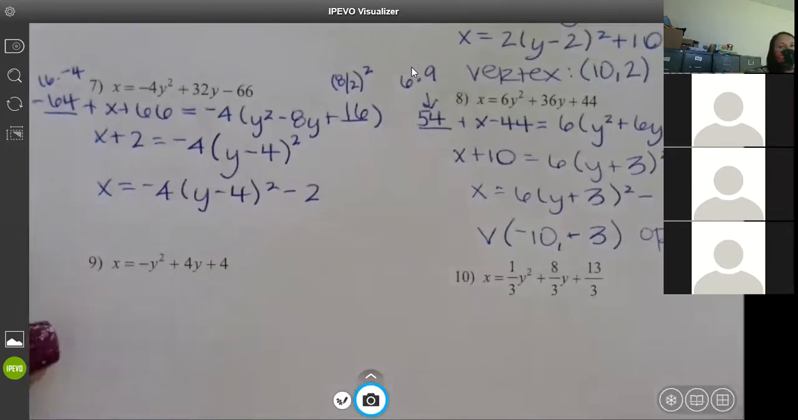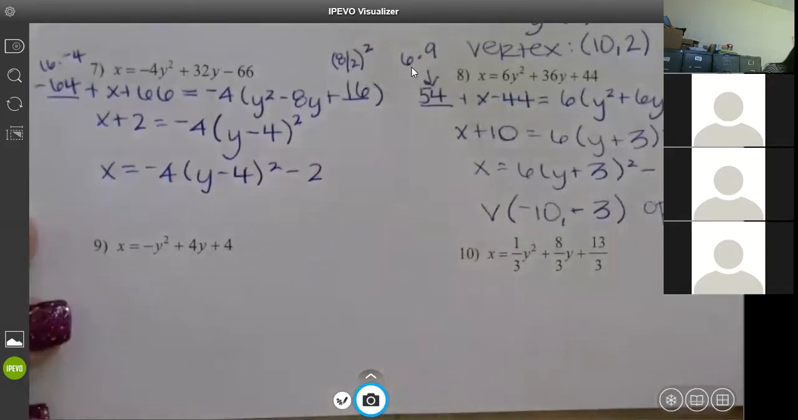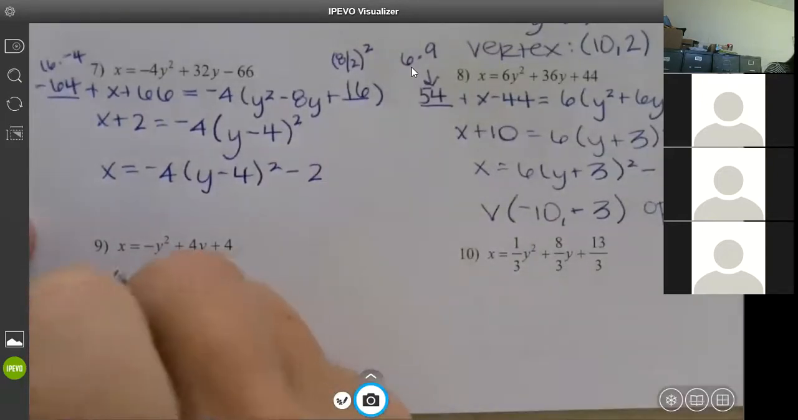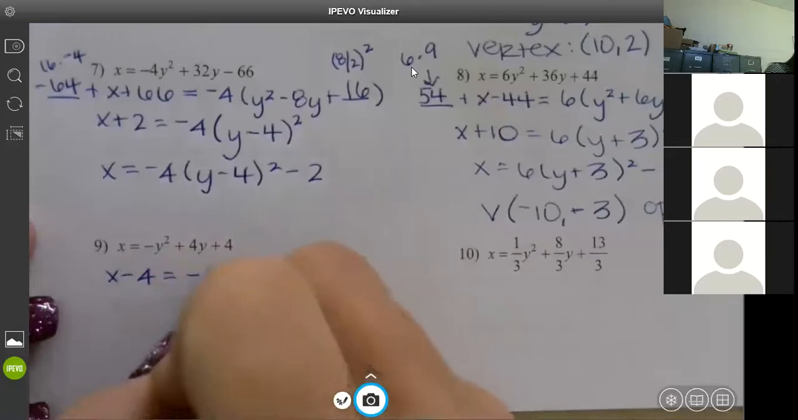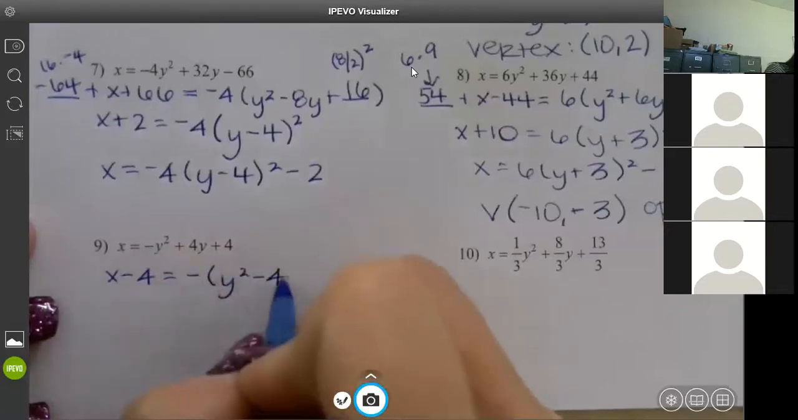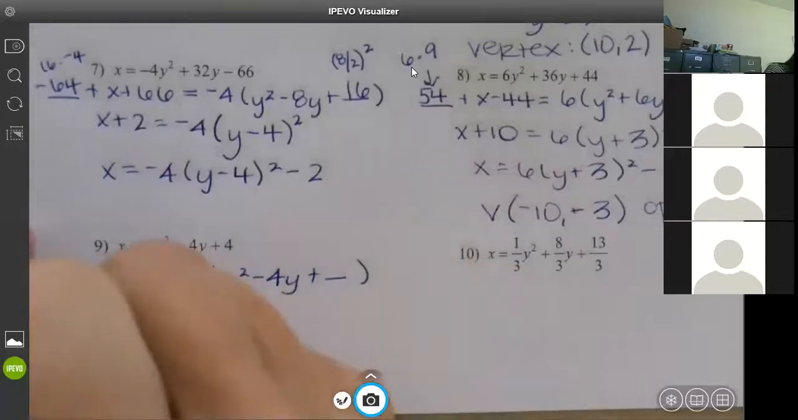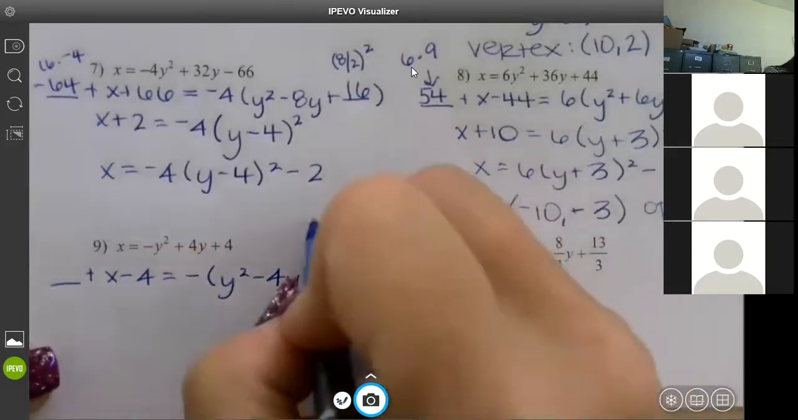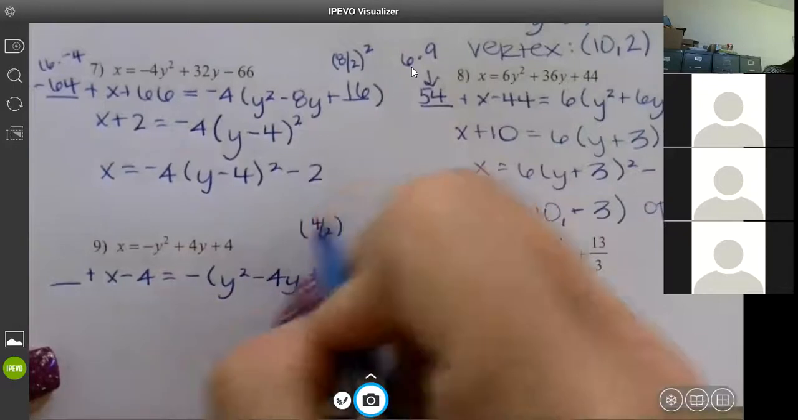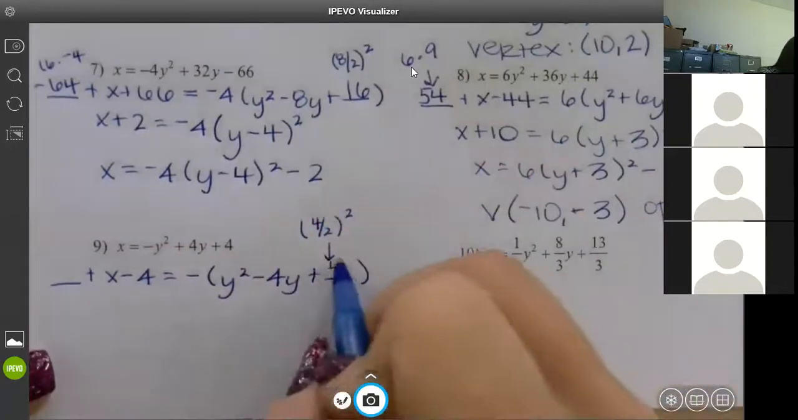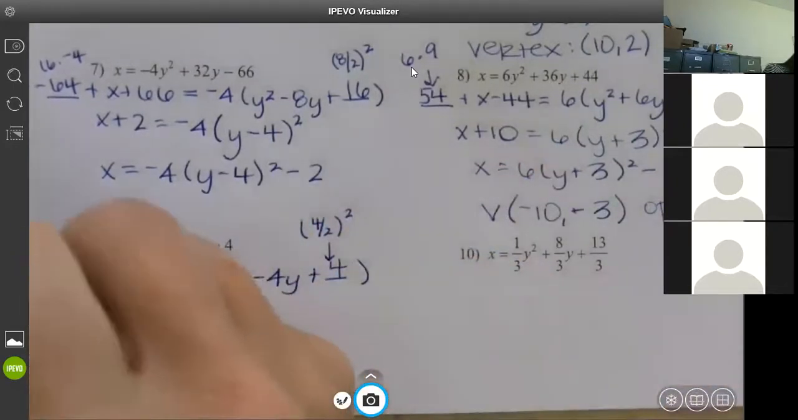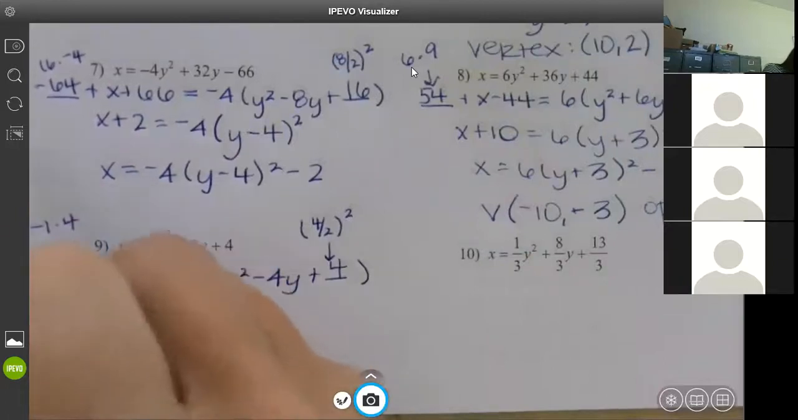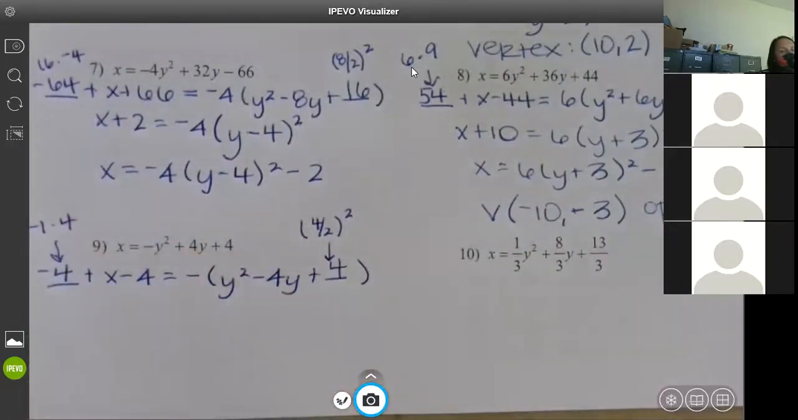All right, number 9. What do I do first? Subtract the 4 and then take out the negative. So y squared minus 4y. Put in your blanks. In this blank, 4 divided by 2 squared. In this blank, what you took out times what you put in gives you -4. -4 minus 4.